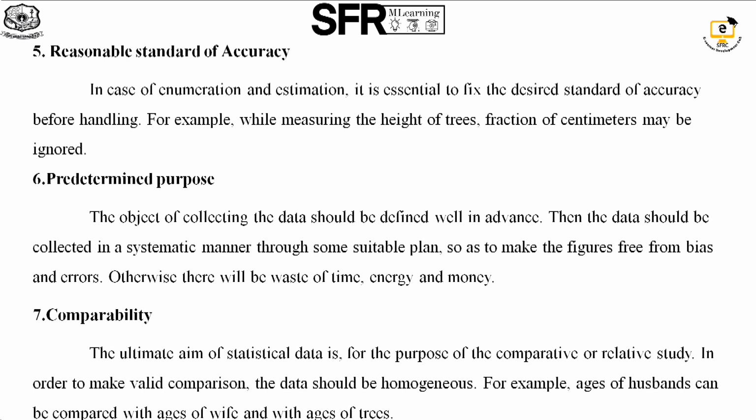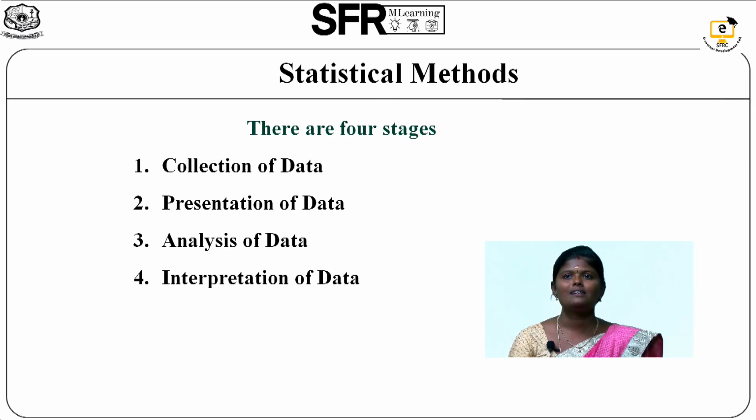So comparison must be valid. Valid means if the ages of 10 students are compared with another 10 students, this is a valid comparison. If the ages of husbands are compared to the ages of trees, this is an invalid comparison. So next we have the statistical methods.